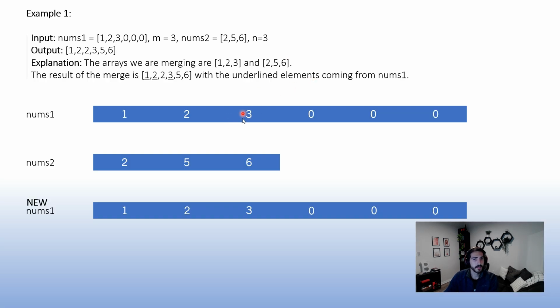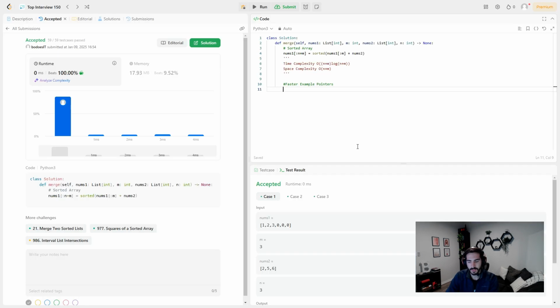So we're going to have a pointer pointing, we'll say m right here. It's this third one. We're going to have an n, which is this 6 right here. And then we're going to have an end, which is the last one of the new array. So we'll call this pointer 1, pointer 2, and then end. We'll just use simple ones like that.